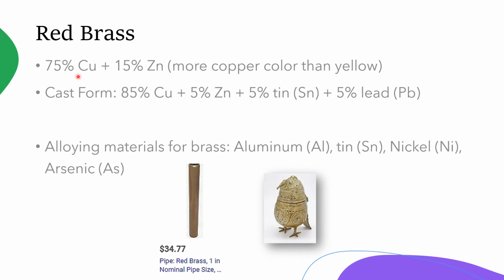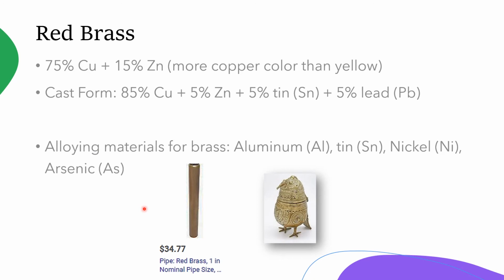Red brass, composition 75% copper, 15% zinc. So they have more copper color than the yellow, okay? Meaning it's not shiny yellow, it's more like a copper red kind of color. And the cast form will have this composition. So cast red brass is 85% copper. We're going to bump it up a little bit, reduce the zinc to 5%, and then add 10. Instead of 15 zinc, we split it 5, 5, 5 and add 10 and add lead. So we'll get the cast form.